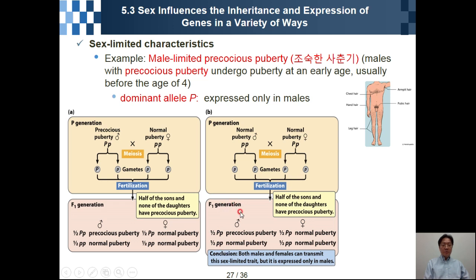So in the male cases, 1 out of 2 will show the precocious puberty, and 1 out of 2 will have the normal puberty. So, for example, in the female daughter, their genotype is exactly the same as the male. 1 out of 2 large P, small p, they will show the normal puberty. And 1 out of 2 will have small pp, they will also have normal puberty.